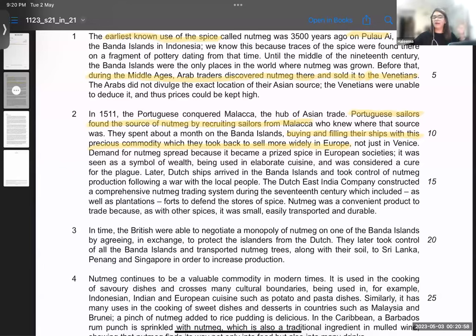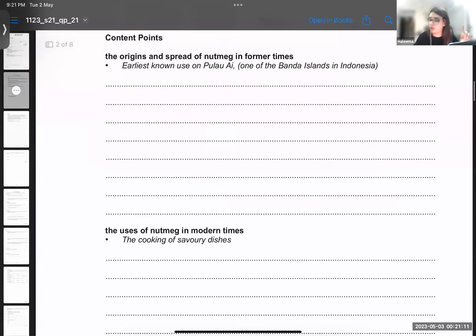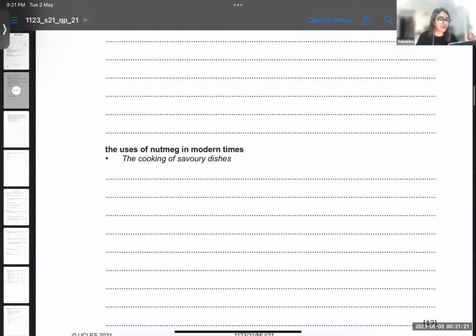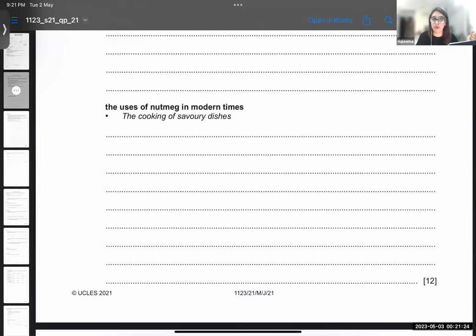Okay. So once you've highlighted your content points, you've gone over the passage in terms of the general content points. You look at the question paper, which is giving you two questions. A, you're expected to highlight the origins and spread of nutmeg. There are a total of 6 content points. One is already given to you, so you have to highlight 5 more. And then the second part is the uses of nutmeg in modern times. They've already given you one, so you have to highlight the following content points.